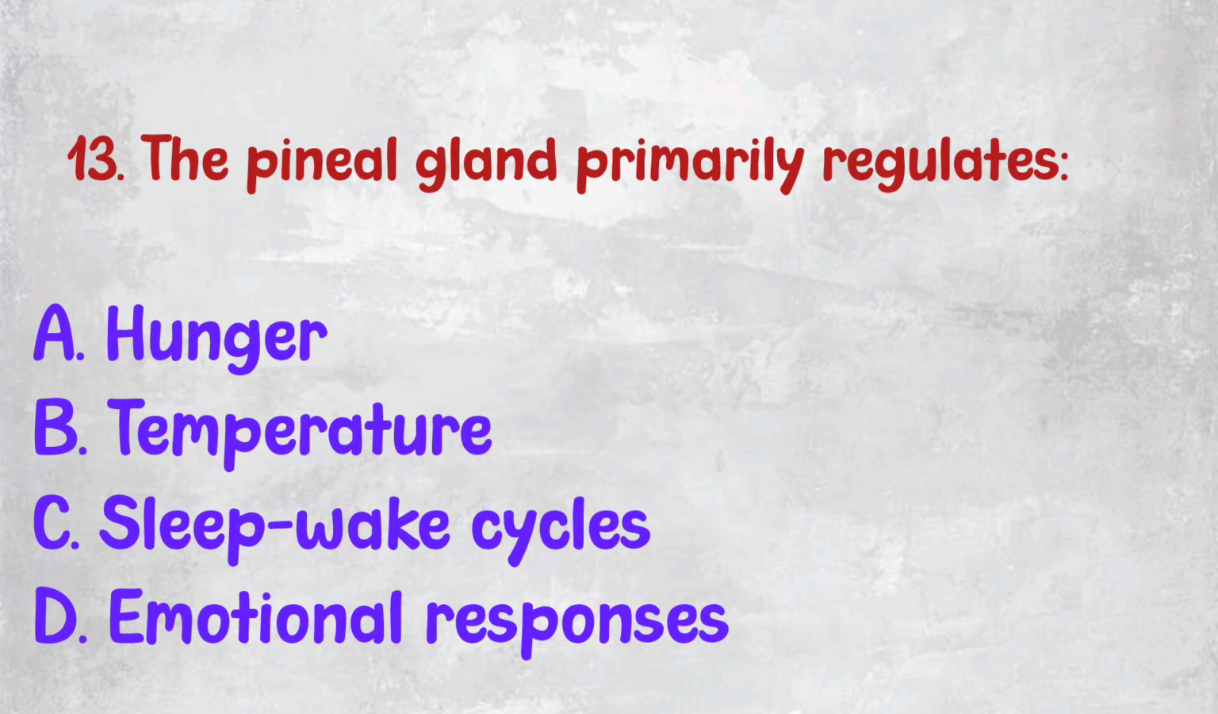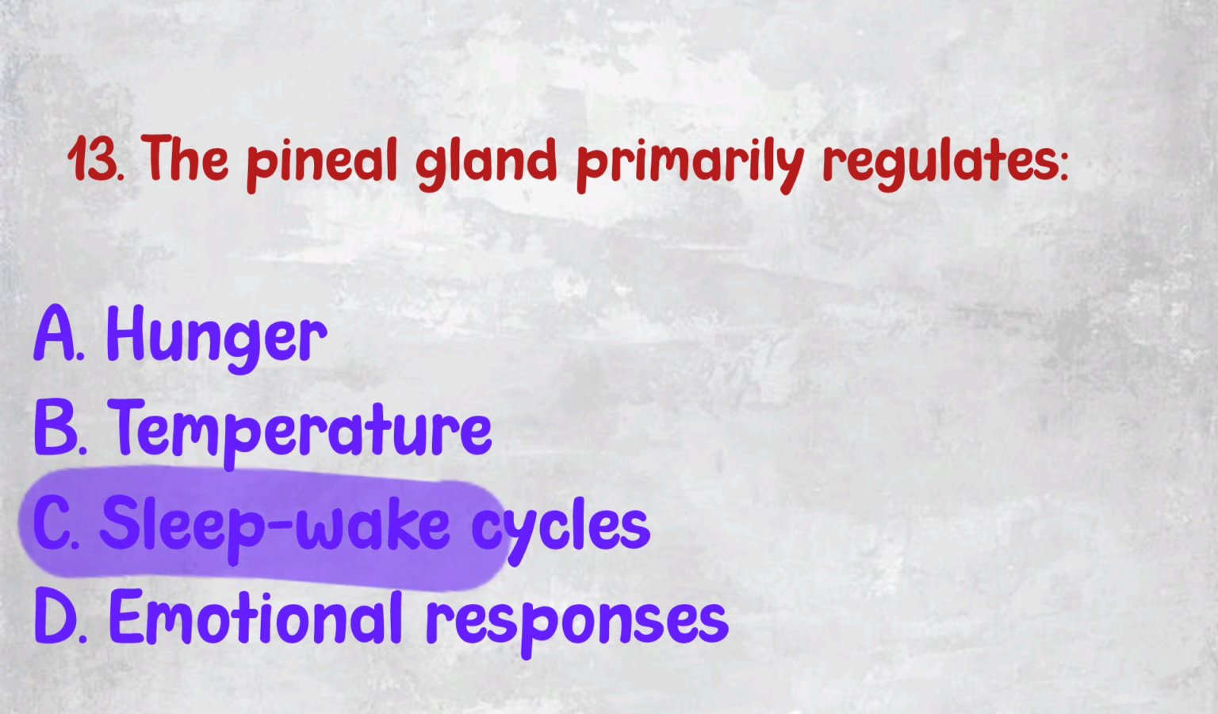Question number 13. The pineal gland primarily regulates: A, hunger, B, temperature, C, sleep-wake cycle, and D, emotional responses. Our answer here should be the sleep-wake cycle, because the pineal gland secretes melatonin, which helps to regulate the circadian rhythm and sleep.